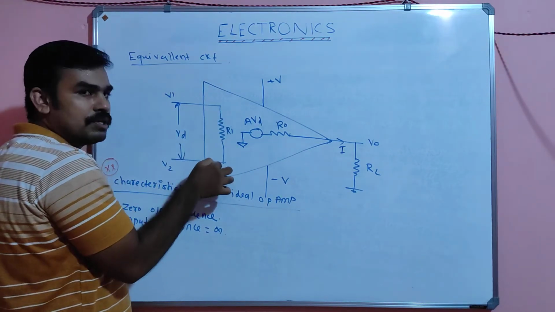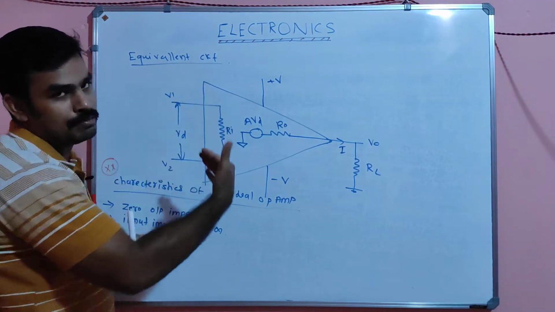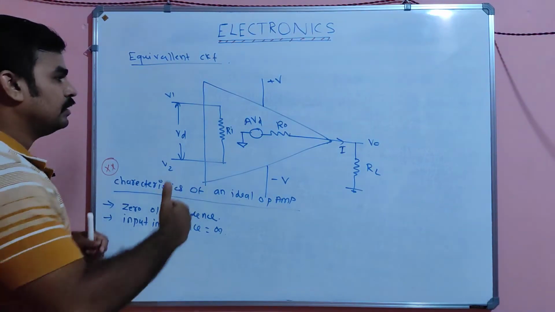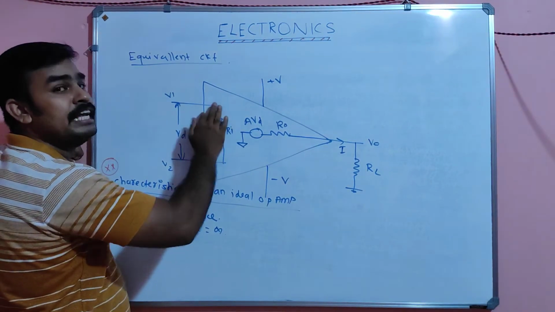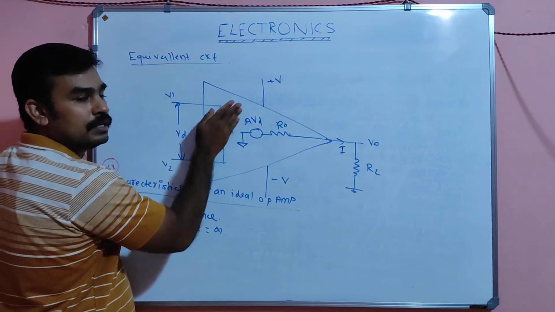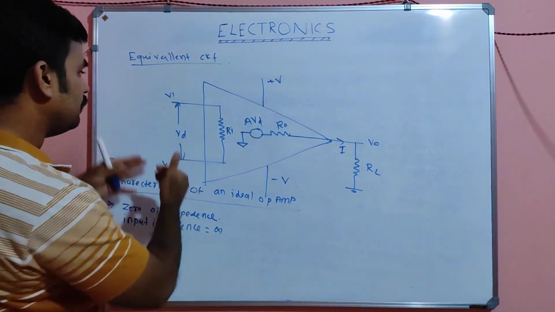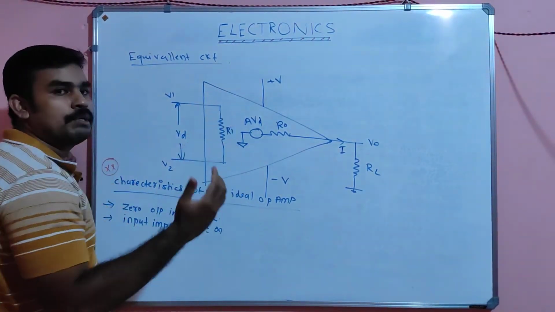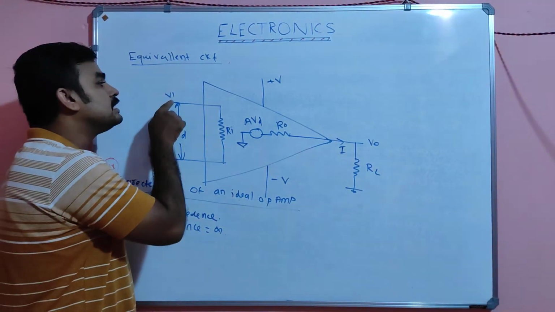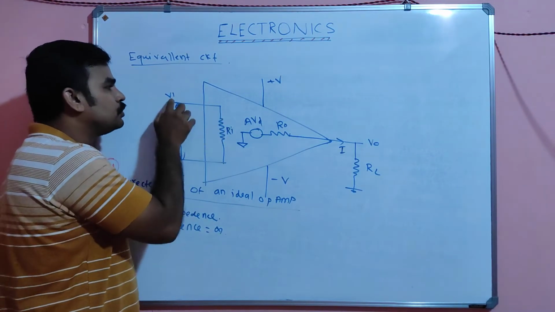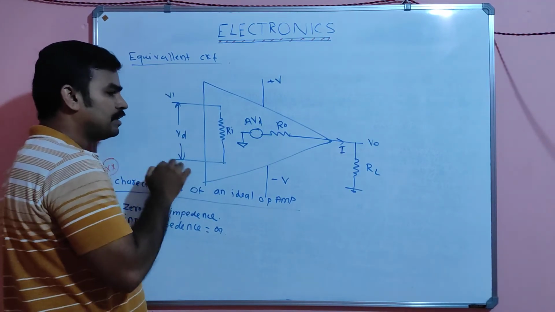Ri equal to 0 means what? It is short circuited. If it is short circuited, then V1 and V2 will not be distinguishable. Are you getting my point? If the input impedance is infinity, it is like an open circuit condition. Only if it is an open circuit condition can we distinguish V1 and V2. Otherwise, if it is a short circuit condition, or the input impedance is equal to 0, there is no distinction between V1 and V2. That means if it is short circuited, there is definitely no difference between V1 and V2.